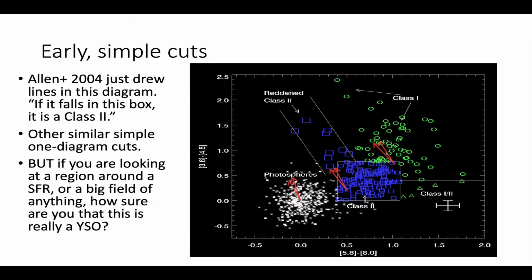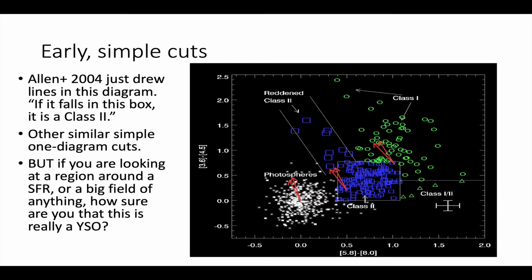So here are the earliest cuts. This is another copy of the plot from earlier. I've got 3.6 minus 4.5 on the y-axis and 5.8 minus 8 on the x-axis. The photospheres, the stars without dust, are near zero color. Then you've got class 2s, redder, and class 1s. She's made some pretty simple cuts here. If it falls within this box, she called it a class 2. If it falls in this region of the diagram, she called it a class 1.